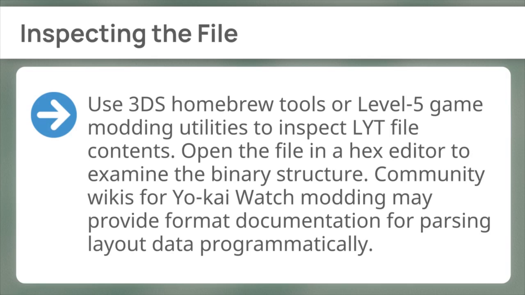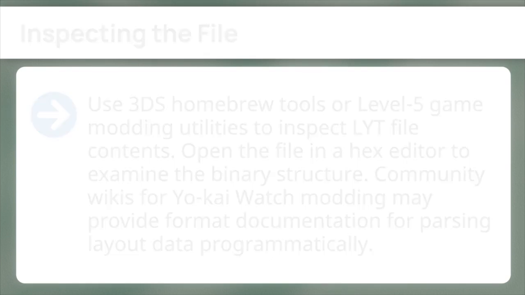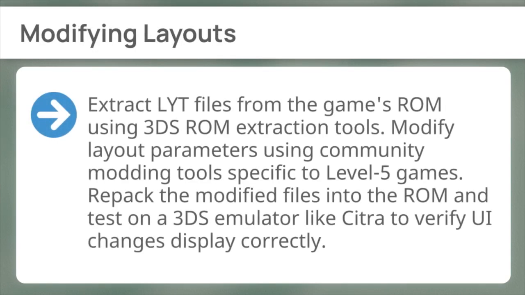Community wikis for Yokai Watch modding may provide format documentation for parsing layout data programmatically. Next, modifying layouts. Extract LYT files from the game's ROM using 3DS ROM extraction tools. Modify layout parameters using community modding tools specific to Level 5 games.